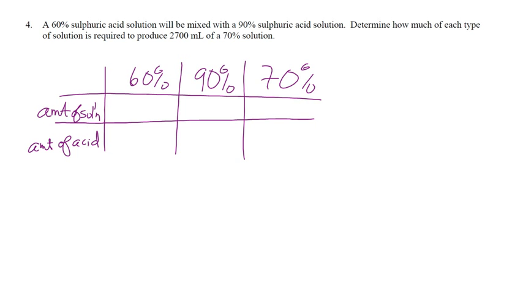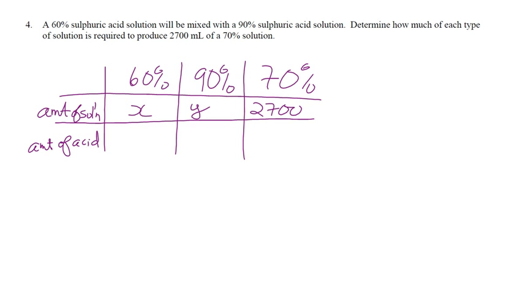and 400 mils will be not. It'll be water, likely, right? In a 90% solution, if we have a liter, 90% of it is acid, 900 mils of acid, and 100 mils of water. So the amount of solution, we don't know. So we're saying X and Y, but how much are we going to end up with of the 70%? 2,700 milliliters, right? So we do know how much we want to end up with there.